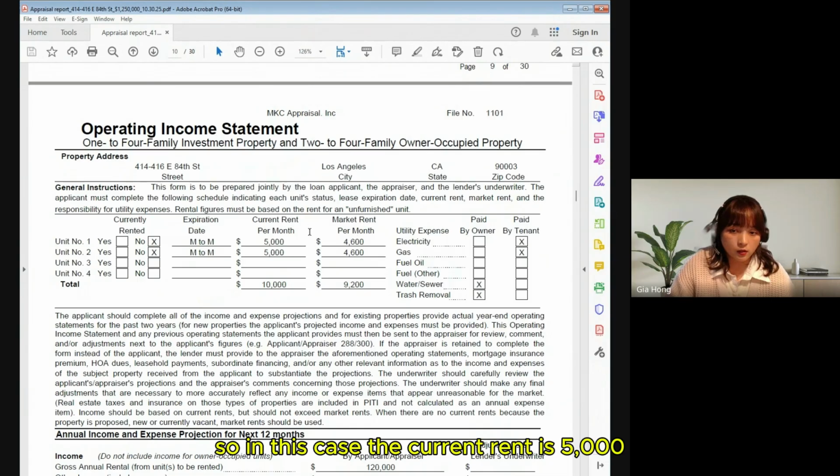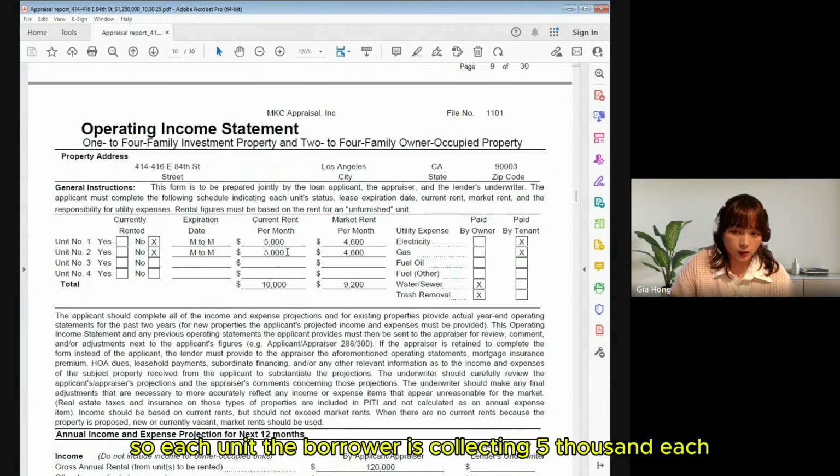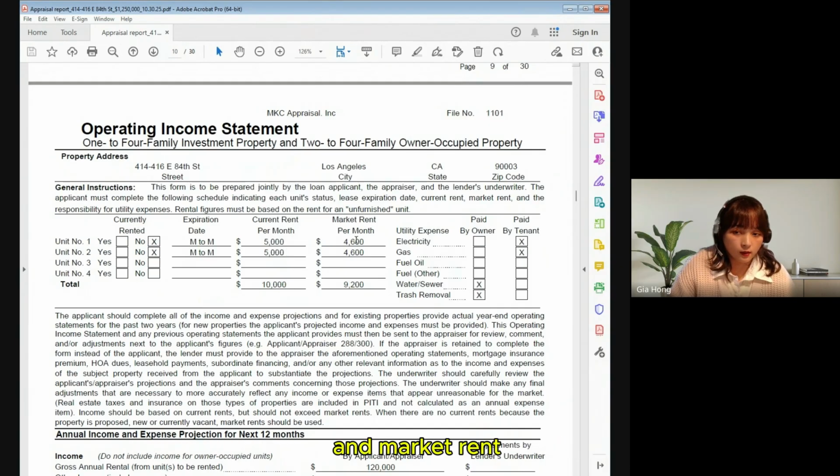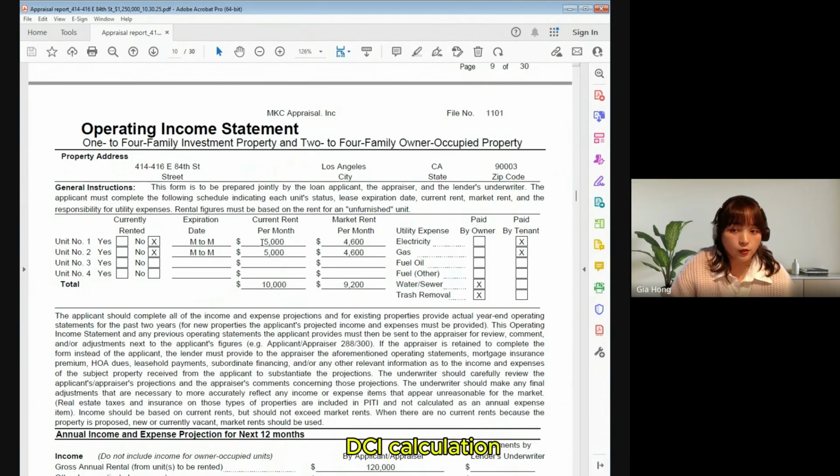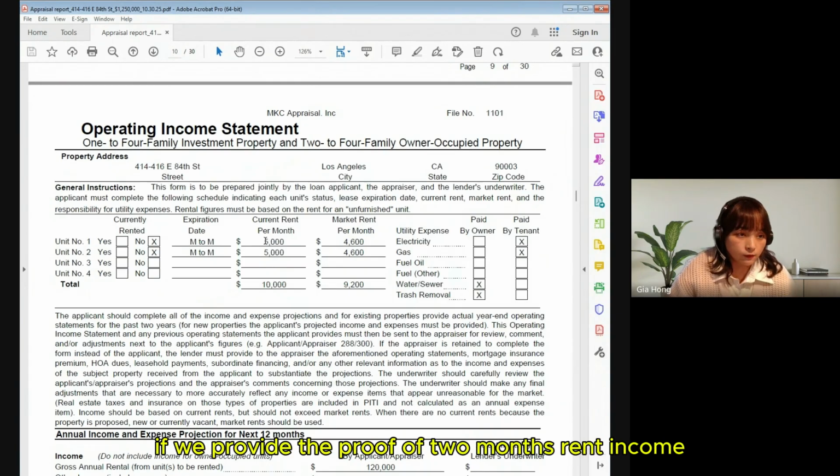In this case, the current rent is 5,000 and it's 2 units, so there should be a rent amount for each unit. If you look at the left-hand side, there's unit number 1 and unit number 2, right? For each unit, the borrower is collecting 5,000. And market rent is around 4,600. It's lower than the actual, but it's around that range. So in this case, if we want to go with the actual rent amount, when we calculate any DSCR ratio or rental income in the DTI calculation, we can use 5,000 if we provide proof of 2-month rent income deposit.